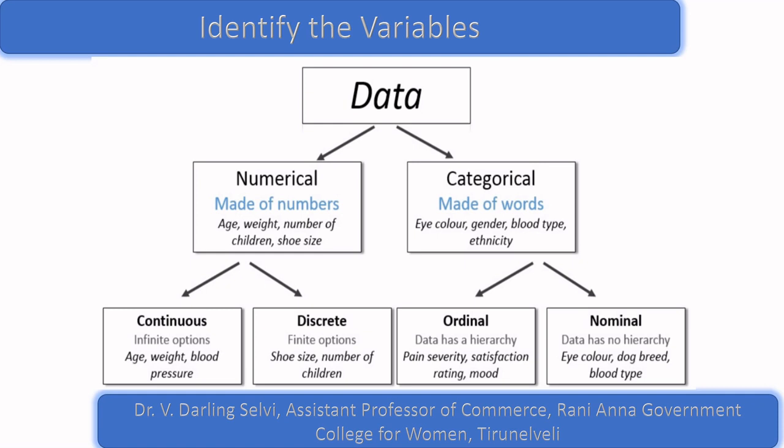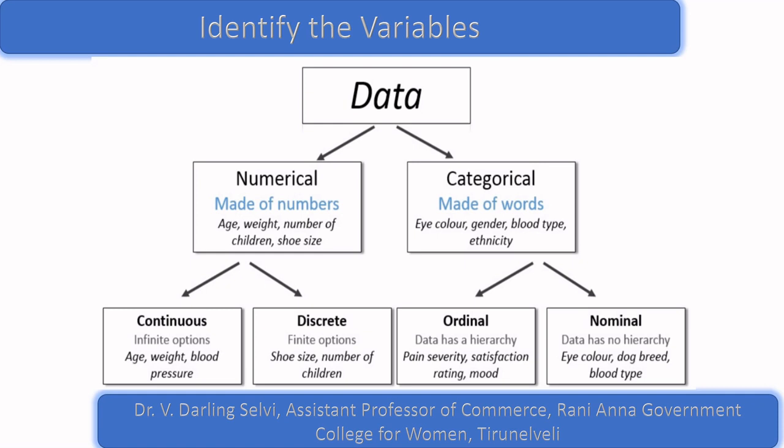So again, this numerical data can be categorized into continuous and discrete. Continuous means it has infinite options: age, weight, blood pressure, etc. Under discrete, it comes within a limit, that is finite options. Shoe size, that does not go beyond 9. Number of children, that does not go beyond 10. So like that, there will be a limit for that. So that is discrete, and that is the difference between discrete and continuous.